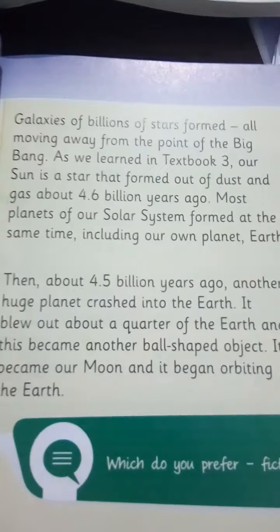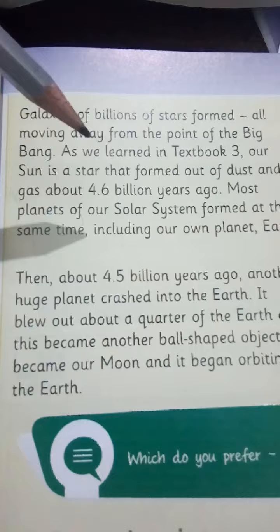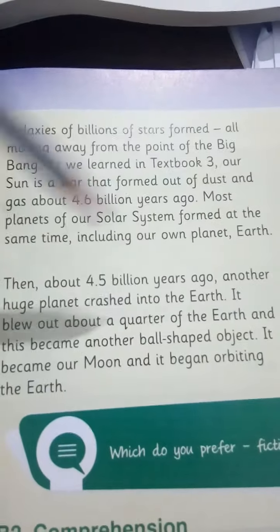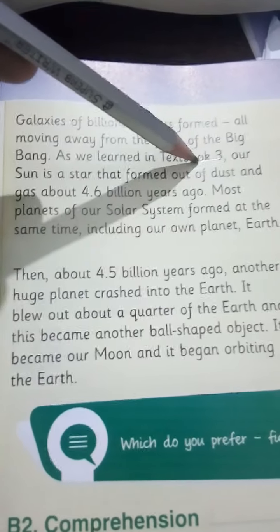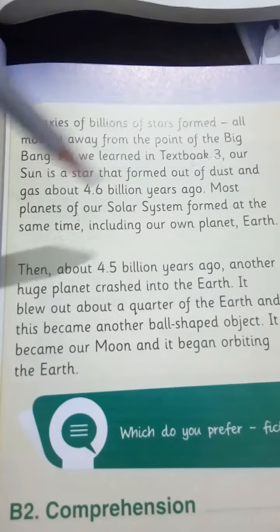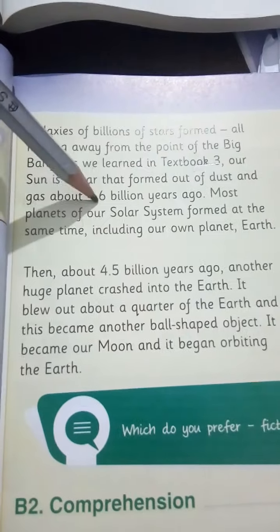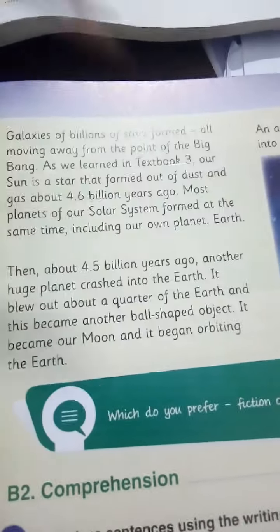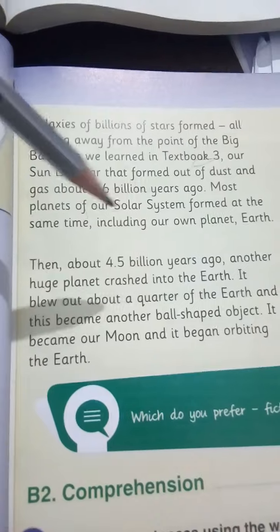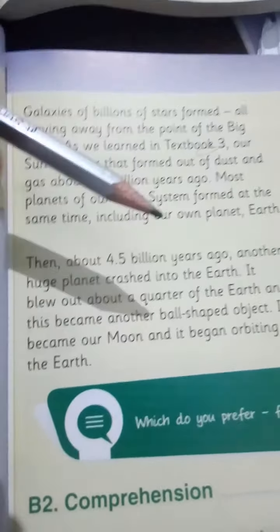Okay, so after the Big Bang, galaxies of billions of stars formed, all moving away from the point of the Big Bang. As we learned in textbook 3, we are already in the unit when you are in level 3. Our sun is a star that formed out of dust and gas about 4.6 billion years ago. Keep it in mind, because you have to use this information in comprehension. Okay, most planets of our solar system formed at the same time, including our planet Earth as well.